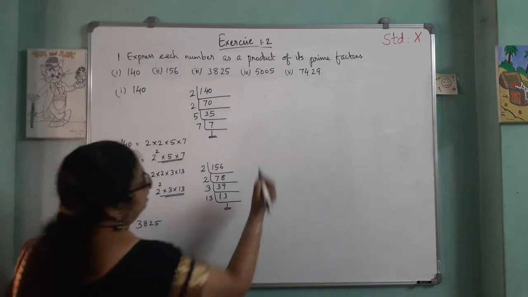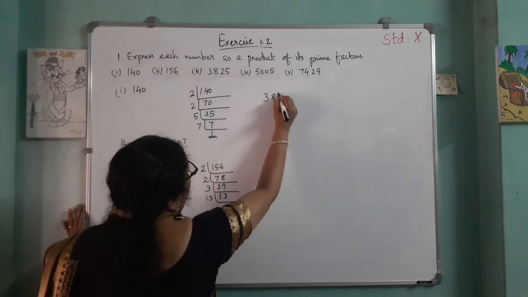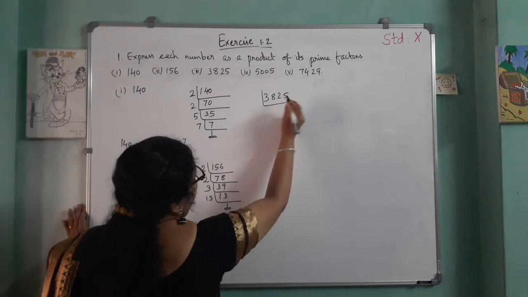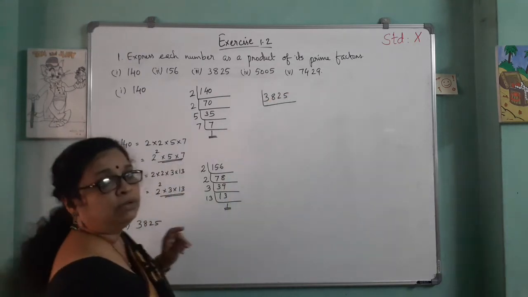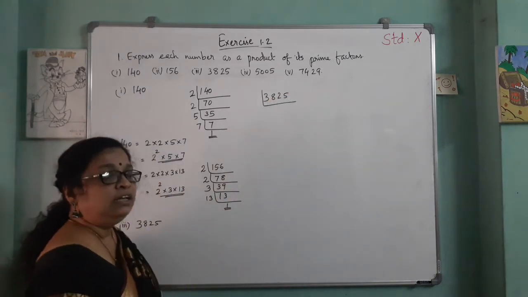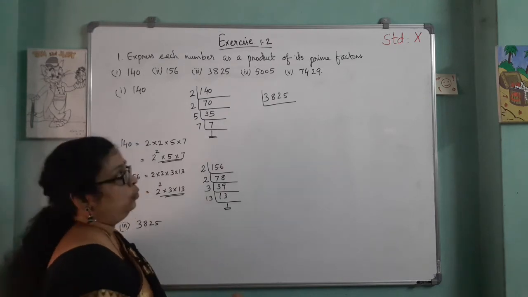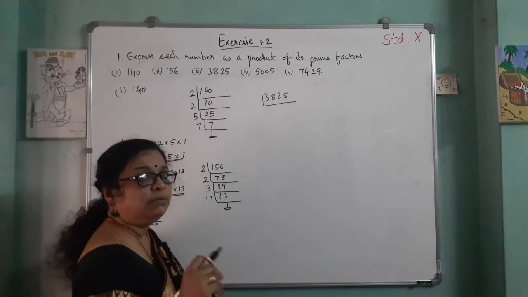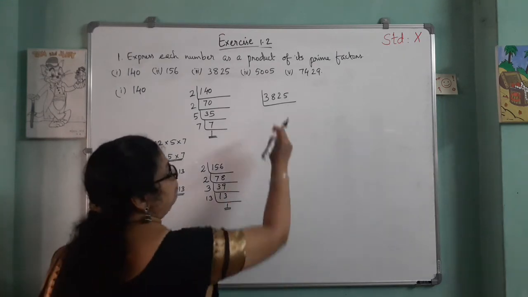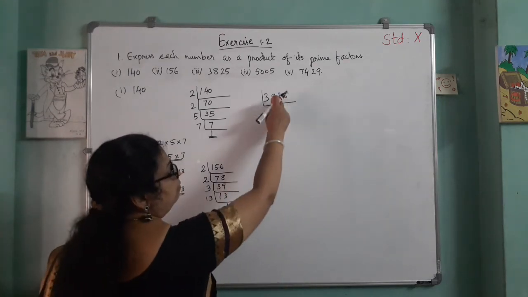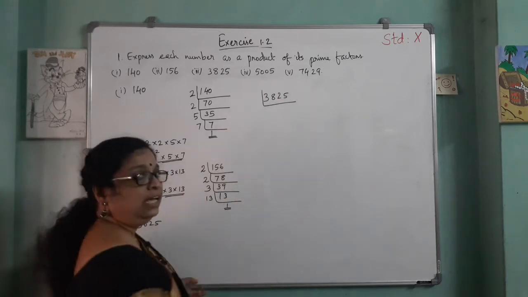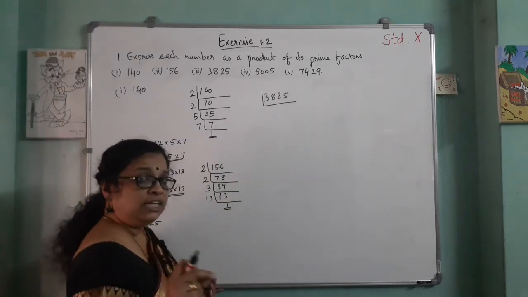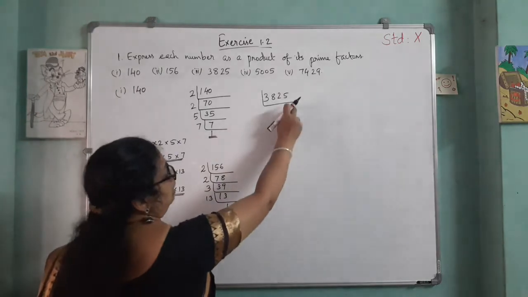And next, third question, 3825. That also we can factorize. This is not an even number, so 2 is not a factor. Then we check whether 3 is a factor or not. The divisibility test of 3 is adding the digits, and if the sum is divisible by 3, the whole number is divisible by 3. We can add 5 plus 2 is 7, plus 8 is 15, plus 3 is 18. So 3 is a factor of 18, so this number is also divisible by 3.